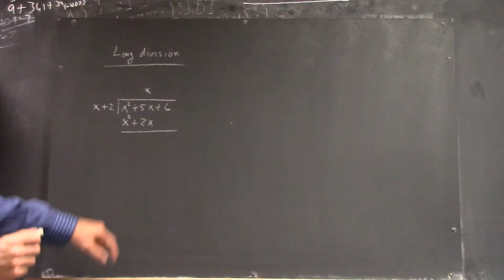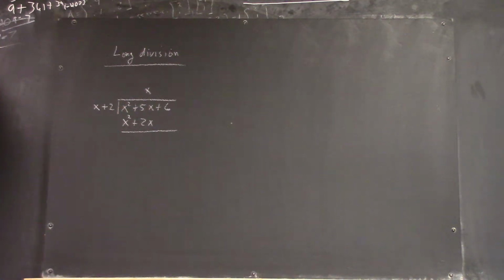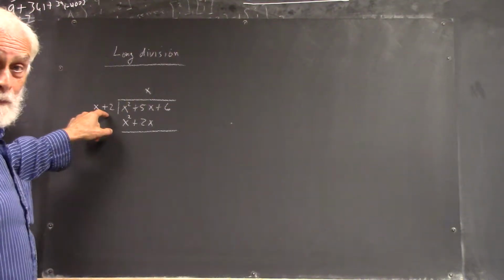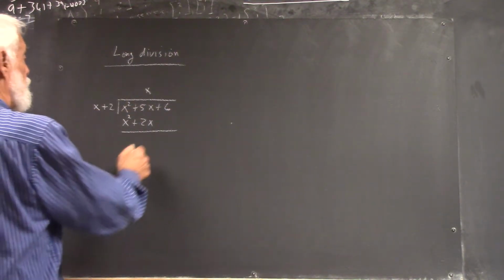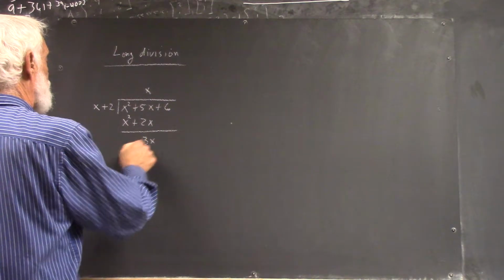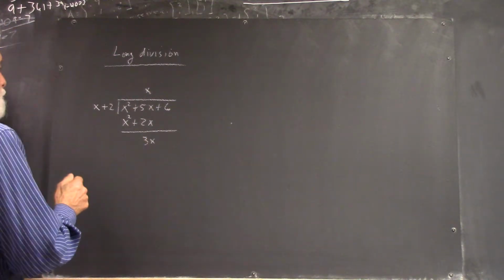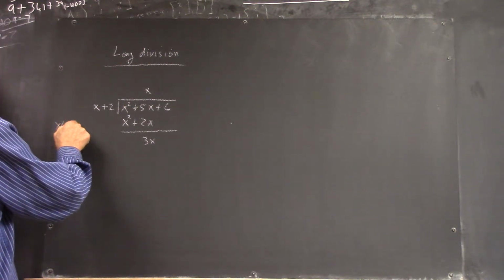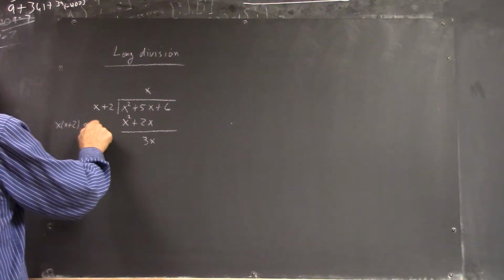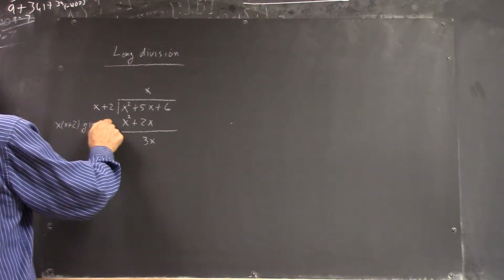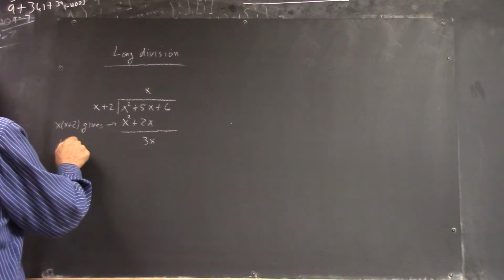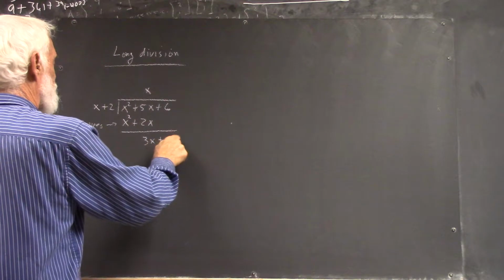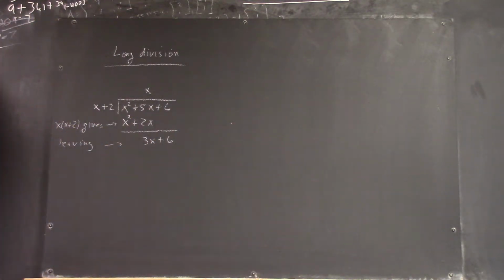Okay? So you're going to subtract this, right? Because it gives you whatever's left over after you've multiplied x by this. And what's left over is going to be just 3x. Okay? And that leaves 3x plus 6. Okay?